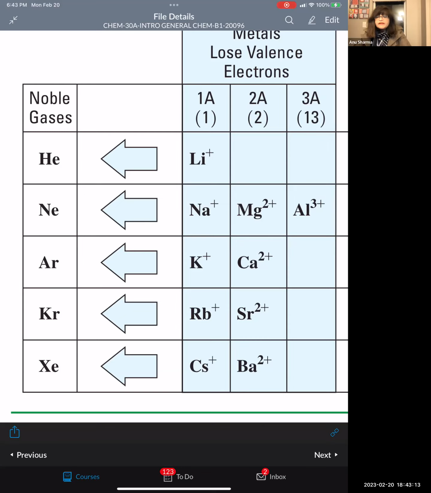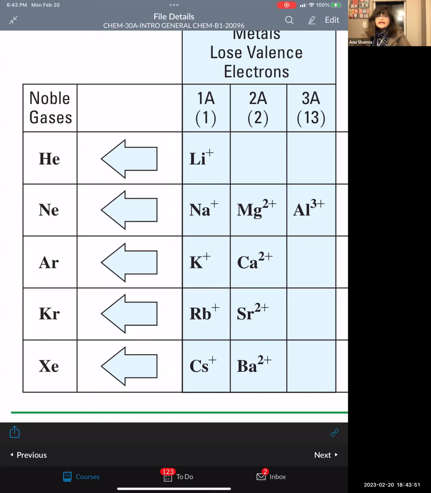Helium has 2 electrons, and lithium with plus 1 charge has 2 electrons. Neon has 10 electrons. Sodium has 11 electrons, but when sodium loses the 1 electron, it gets a plus 1 charge. Argon has 18 electrons and potassium has 19 electrons. When potassium loses 1 electron, it gets plus 1 charge and it has 18 electrons. So sodium 10 electrons, potassium 18 electrons, lithium 2 electrons, all with plus 1 charges in the ionic state. And similarly, rubidium, when it loses that 1 electron, has the electronic configuration of krypton.